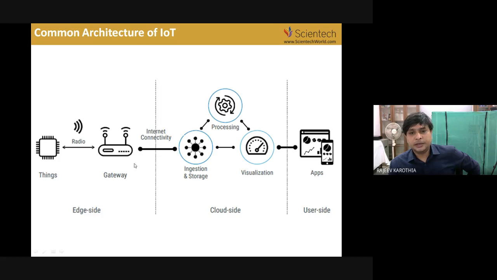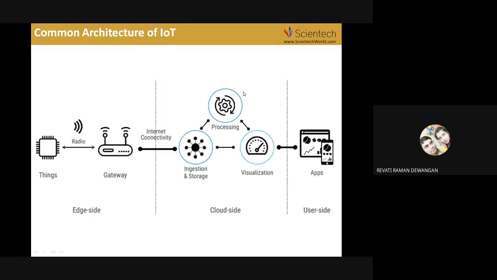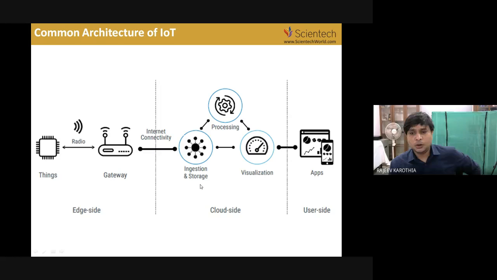And then we have internet connectivity with our cloud side. So this gateway acts as a bridge between these things and the cloud side. So what can you do at the cloud? You can store the data, whatever data we are getting from the thing. You can store this data, you can do the investigation, you can do some processing, and then you can visualize whatever data we are getting. That you can do by using the cloud side.